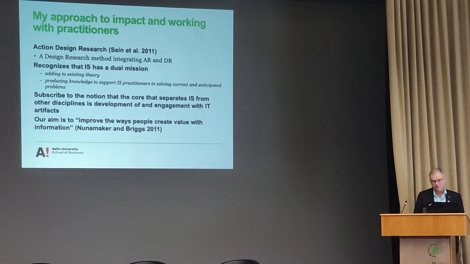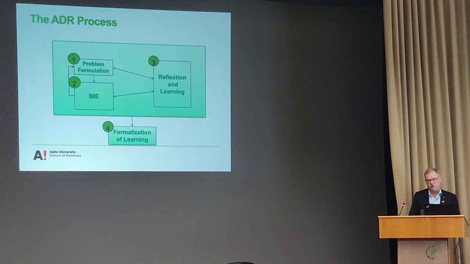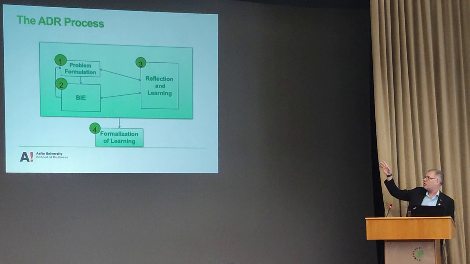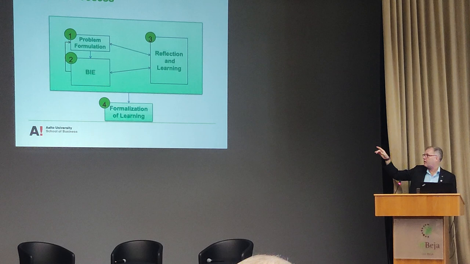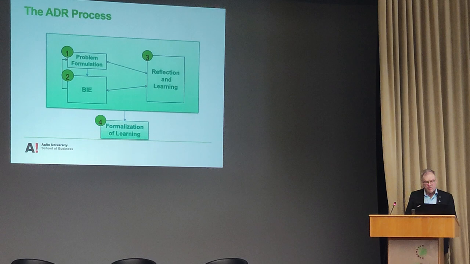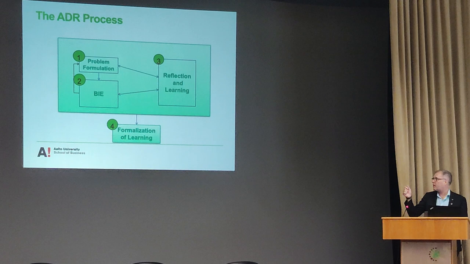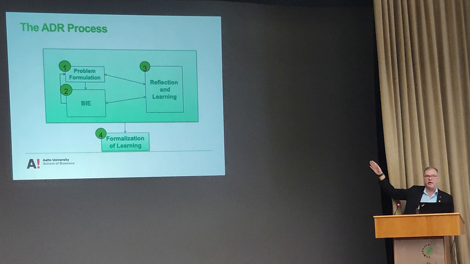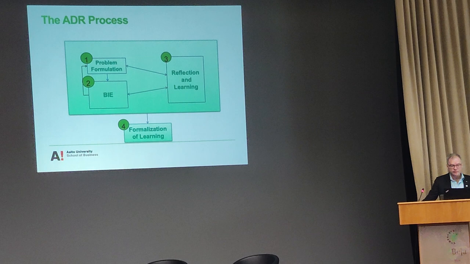Action design research is quite a simple process. Those who know action research will see very similar ideas in here. What we have is basically two nested loops. We have an outer loop where we have problem formulation, the BIE, which I'll explain in the next slide, and reflection and learning. The idea is that we first spend some time really thinking about the problem so that we solve the right problem, and then we go into building and intervening in the organization, and there's the inner loop where we actually try these things out. At times we go back to the outer loop, to reflection and learning, and see whether we are still solving the right problem.